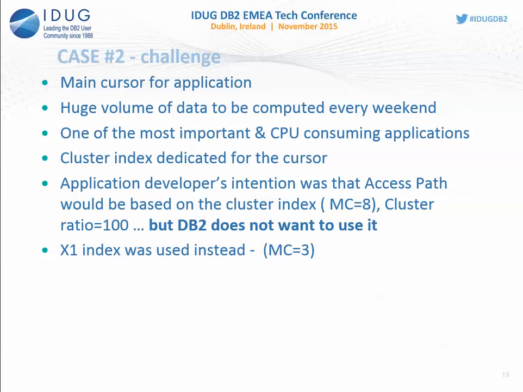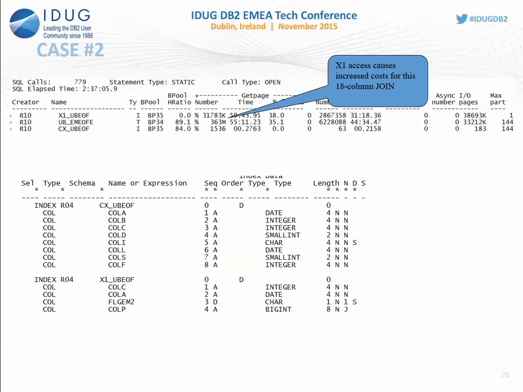The application developer's intention was that the access path would be based on the cluster index with matching columns 8. Instead of matching columns 8, we had matching columns 3. And this index was dedicated for this join. But DB2 didn't want to use it. And instead of using a cluster index with cluster ratio 100, we observed the X1 index. And you can see DB2 had to get more data from the table space than from the index. And this is the indexes, and the solution and workaround.